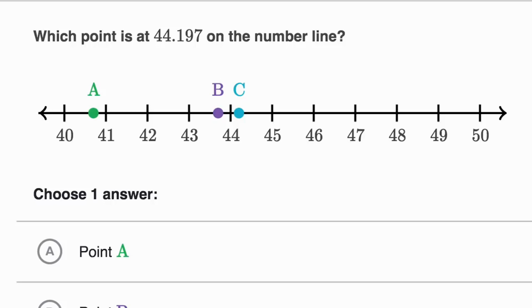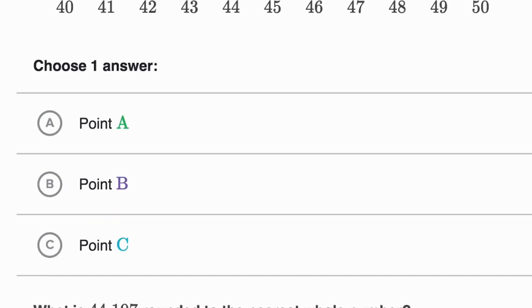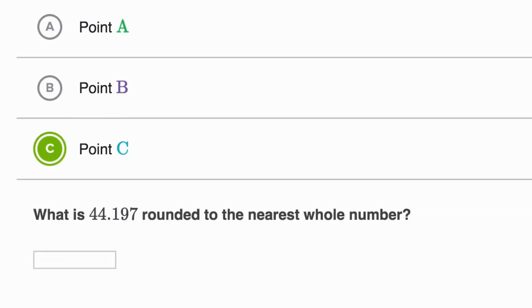So let's see, that's going to be between 44 and 45, so it's right over here, 44.197, so that would be point C. And then they say, what is 44.197 rounded to the nearest whole number?